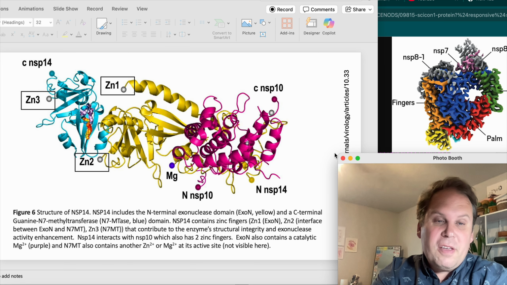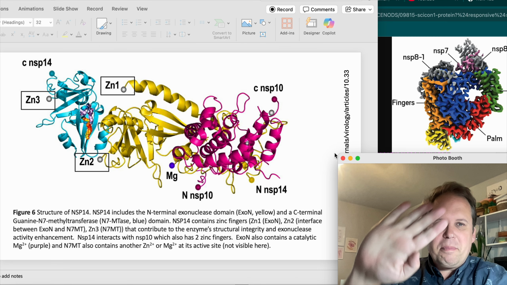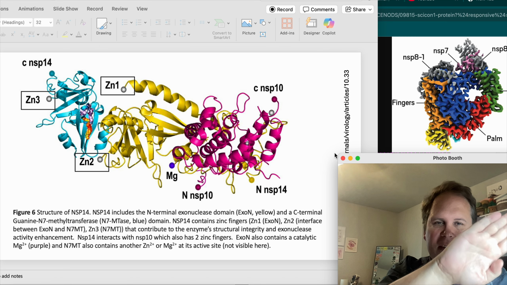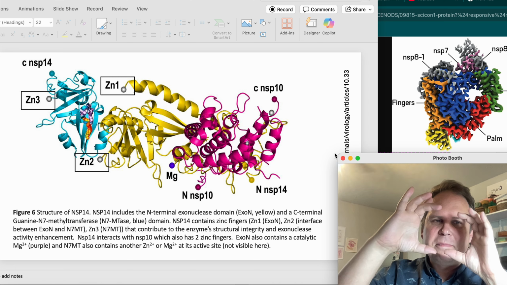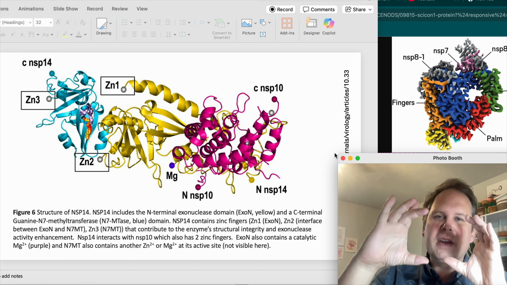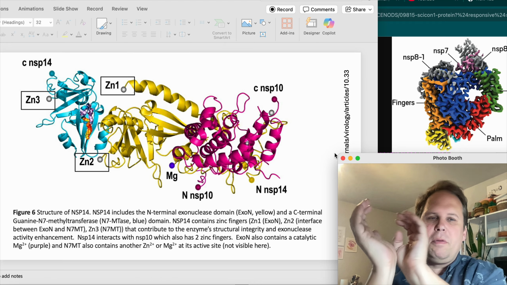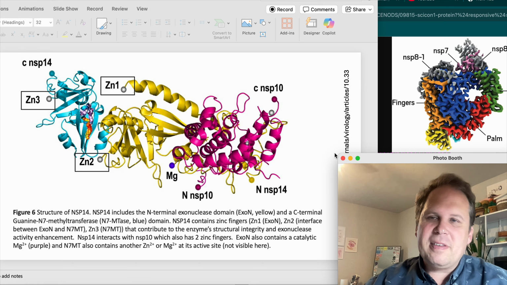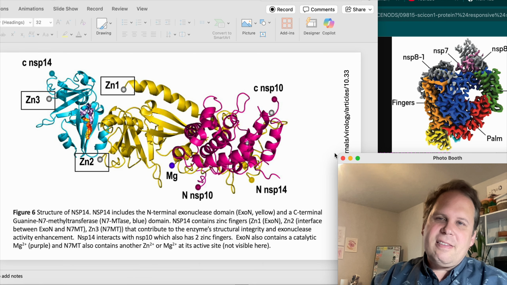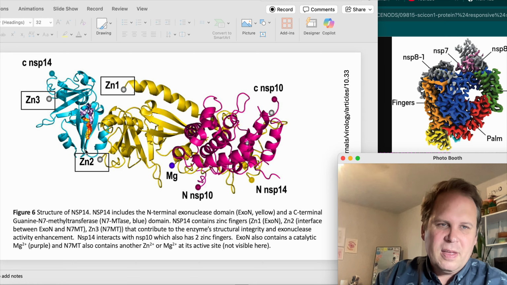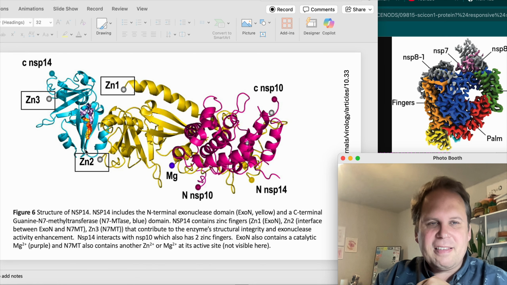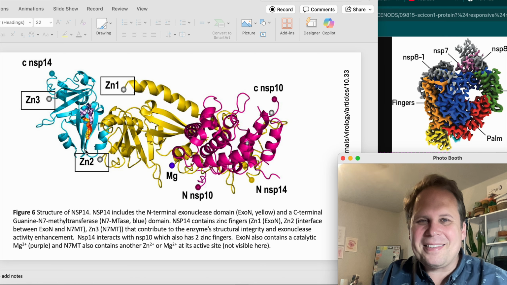NSP14 with its cofactor NSP10. So NSP10 is the pinkish red thing that's over on this side. The yellow middle bit is going to be the exonuclease, so the proofreading enzyme. And then the blue bit that's over here is going to be the N7 methyltransferase, and they're showing the methyl donor, I believe, in there. I think that's a SAM molecule, because it is an S-adenosyl methionine dependent enzyme.